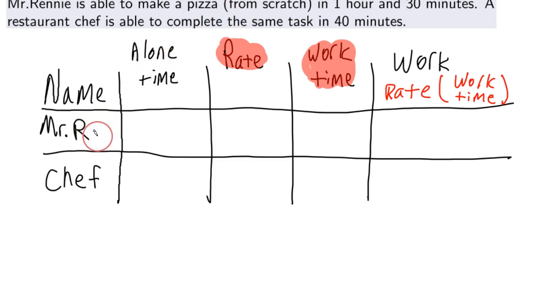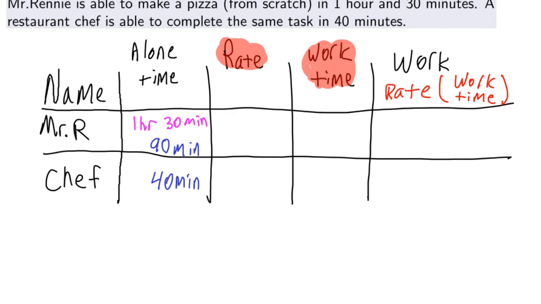We know that for Mr. Rennie, the amount of time that it takes him alone to make a single pizza is 1 hour and 30 minutes. I'm noticing that this is using two different time units, so I'm going to convert this to minutes only. In minutes only, this is going to be 60 minutes plus 30 minutes, so it takes Mr. Rennie 90 minutes to do this. And then for the chef, we know that it takes the chef only 40 minutes to make the pizza.